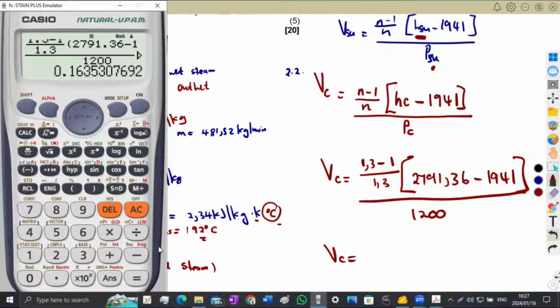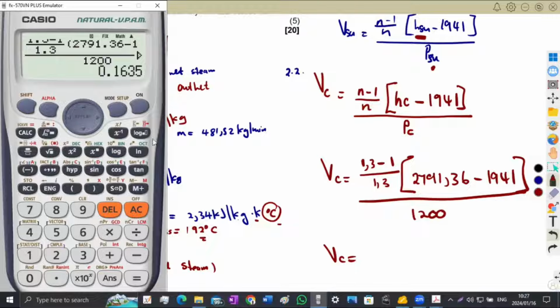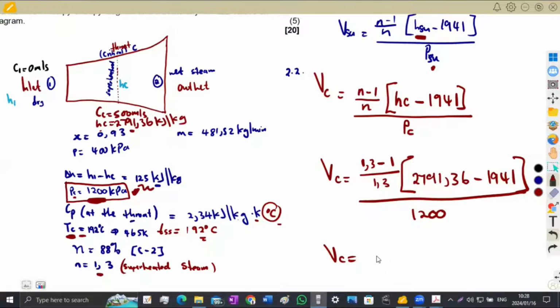All right. So this is what you're supposed to get exactly: 0,1635 like that. In order for you to round off, if you do not understand this, you can use a calculator: shift, then setup, you go to the fix here, which is 6. Then for 4 decimal places, you just press 4. So your answer will be rounded to 4 decimal places, which is 0.1635.